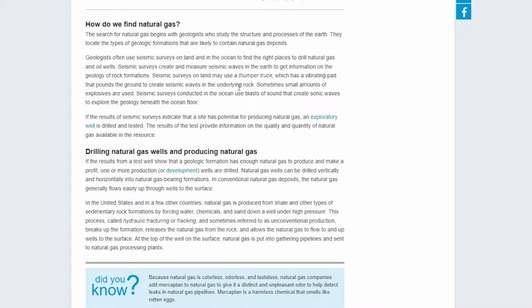Natural gas also contains smaller amounts of natural gas liquids, NGLs, which are also hydrocarbon gas liquids, and non-hydrocarbon gases such as carbon dioxide and water vapor. We use natural gas as a fuel and to make materials and chemicals.